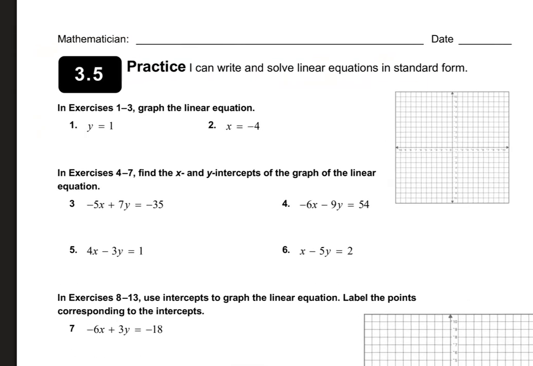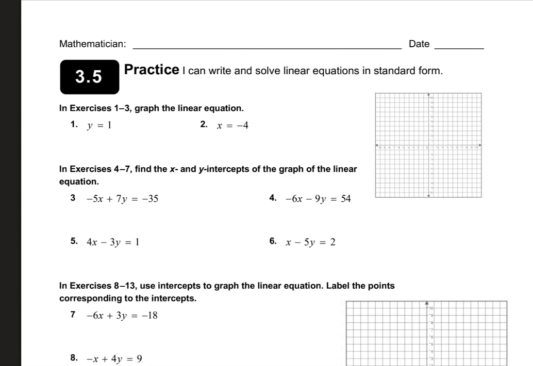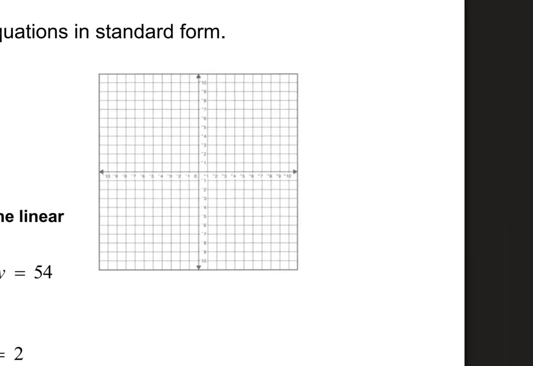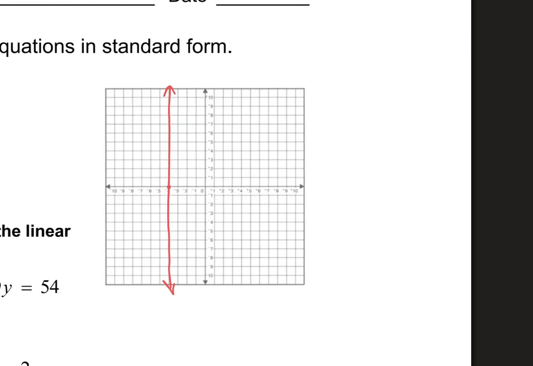Graph these linear equations. Y equals 1, x equals -4. Just in case you need a little reminder: vertical, undefined, and x equals. So number 2, which I'll do in red, looks like this. It's vertical. It happens here where x equals -4. But guess what? X equals -4 all up and down that line, right?